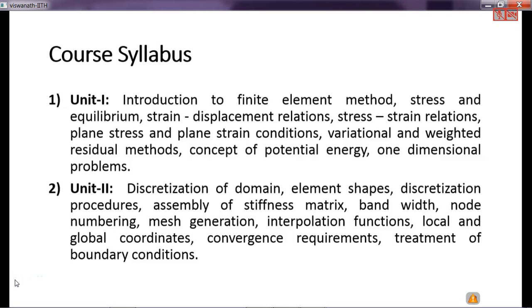So there are certain convergence requirements that have to be met, which we'll go through in detail, and how to deal with the boundary conditions will also be dealt with in unit 2 of the course. At this point of time, I will pause and ask if there are any questions from the audience side.